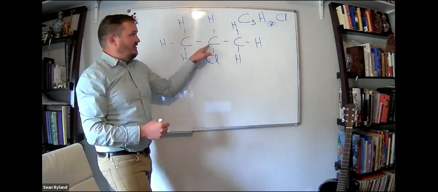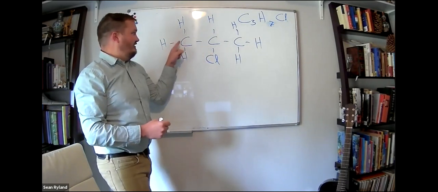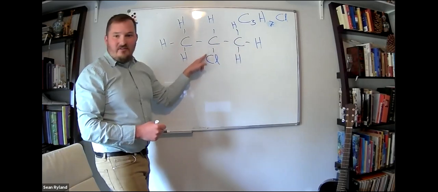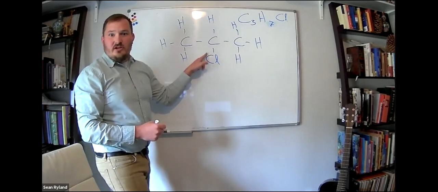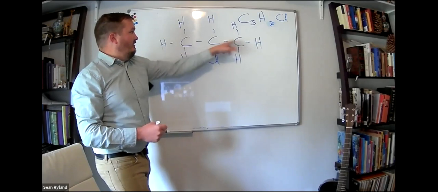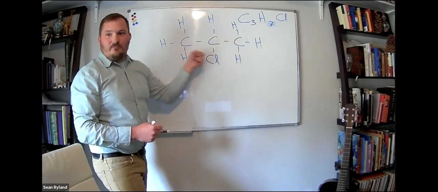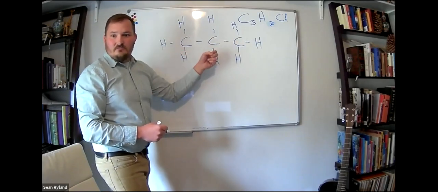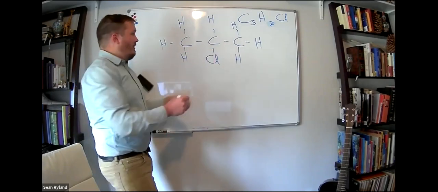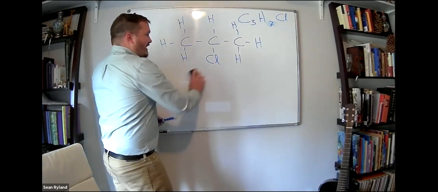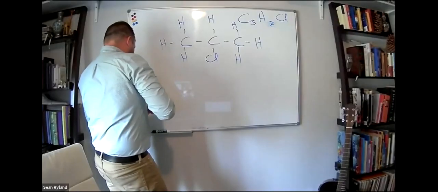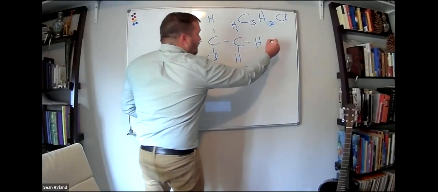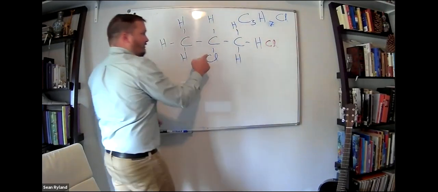This chlorine is attached to carbon 2, if we count the carbons as 1, 2, 3. To get it attached to either of the other carbons, we would have to break that bond and then reattach it. I'll leave that there and use a different color. We could put the chlorine here. We could put the chlorine here.